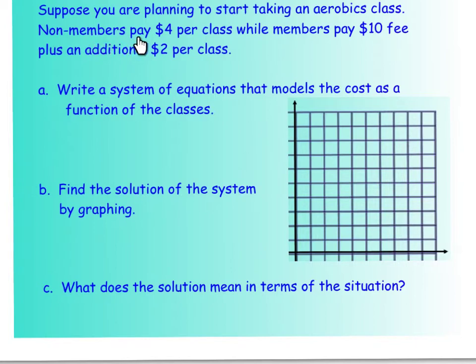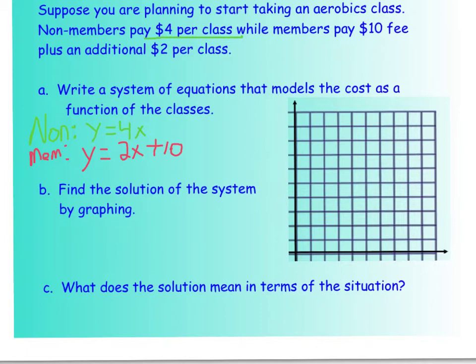Now non-members pay $4 per class, okay? So each class is $4. Whereas if you're a member, you pay a $10 fee plus $2 per class. So let's write our two equations. Non-members are y equals 4x, $4 for each class. You take 2 classes, you pay $8, you take 10, you pay 40, and so on.